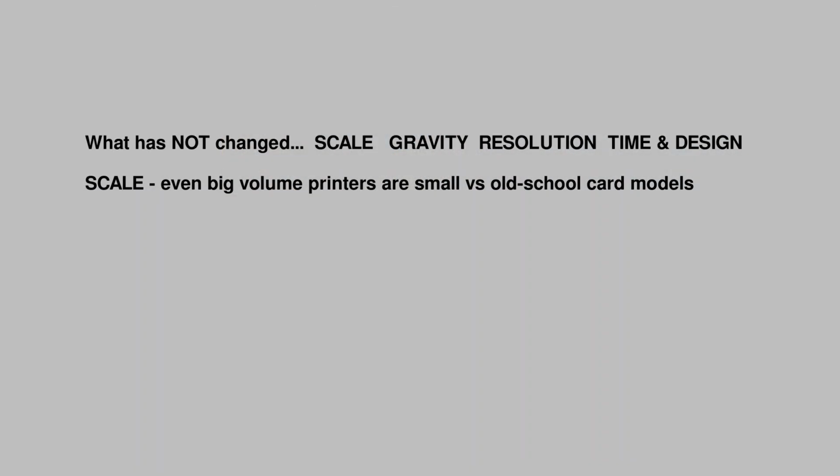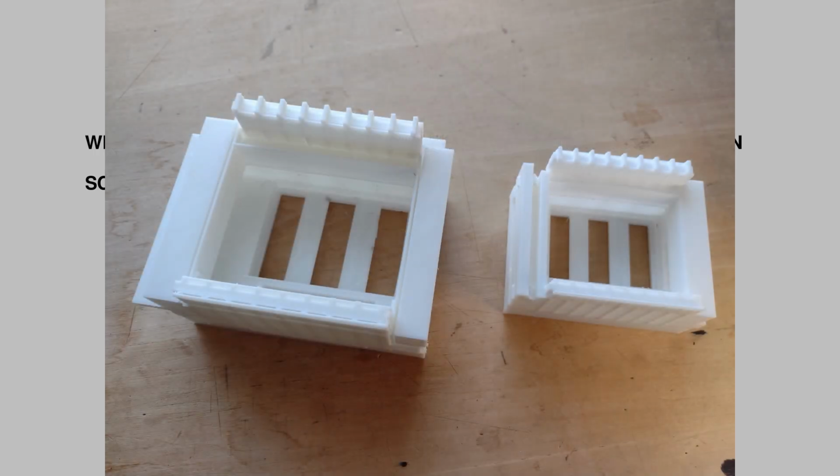What has not changed all that much are the classic 3D printing constraints. Scale. How do the simulation model dimensions work within the print volume?